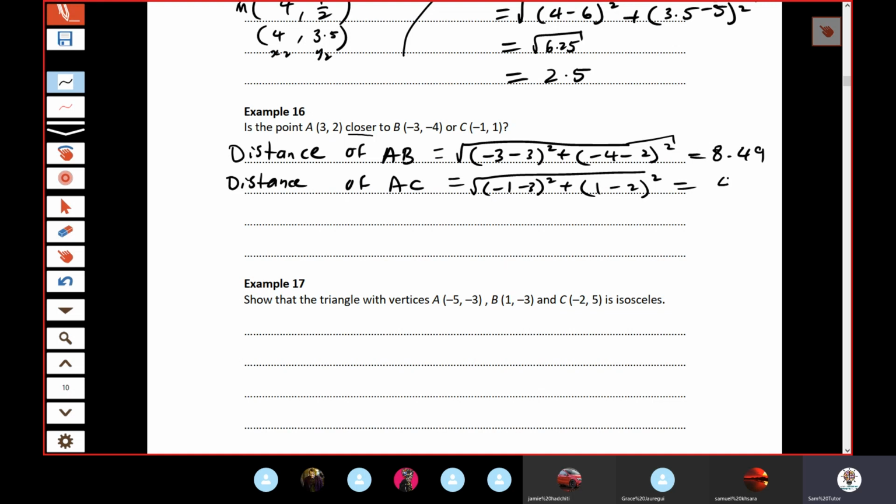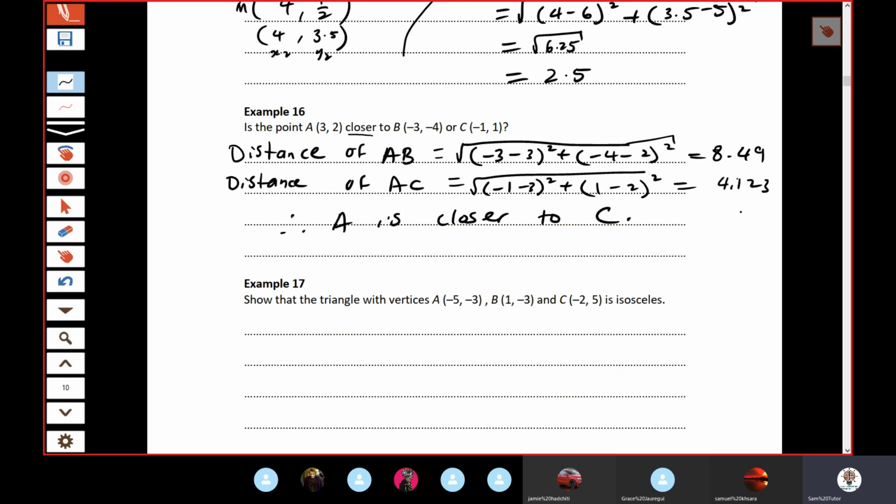Became obviously 4.123. I think from there you can tell the distance here is smaller than this distance. Therefore, A is closer to C. Right? The distance is only 4, whereas this distance is 8. So A is closer to C than it is to B.